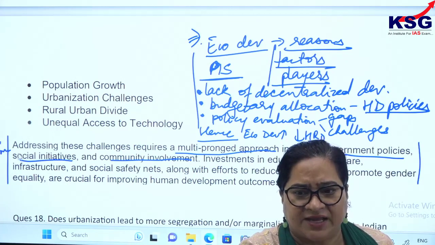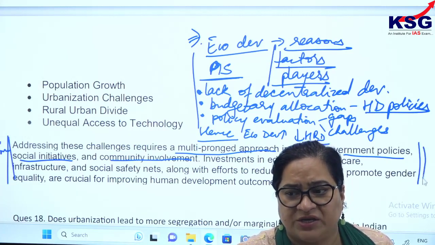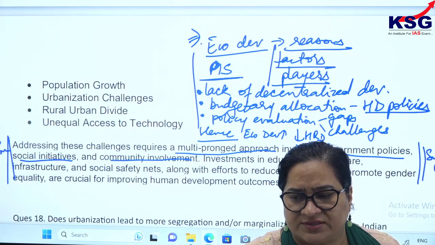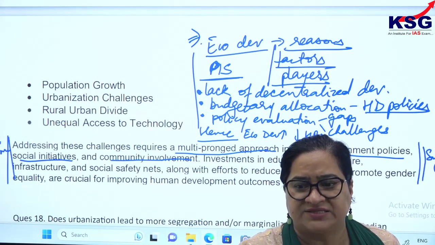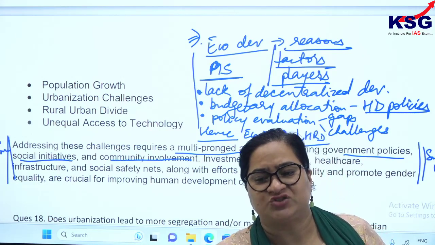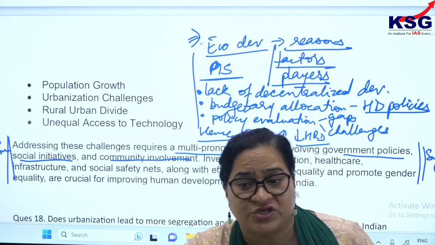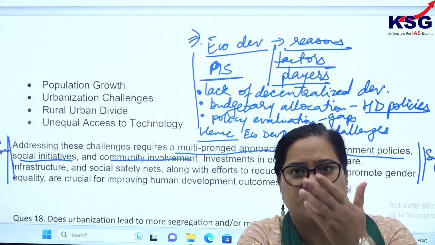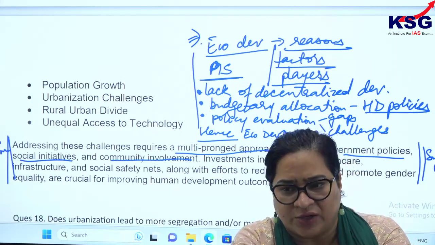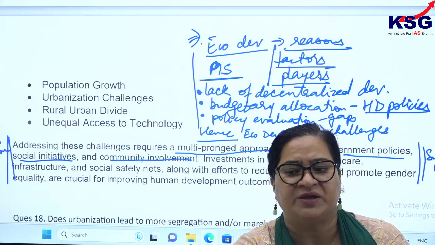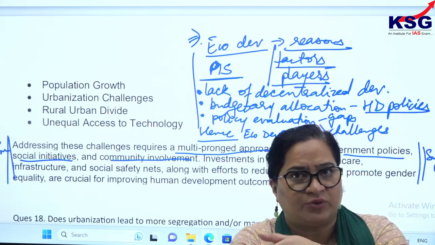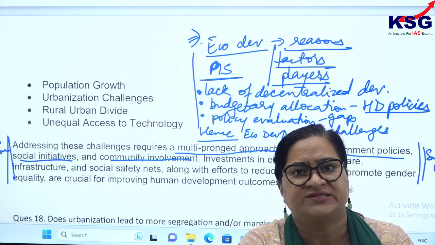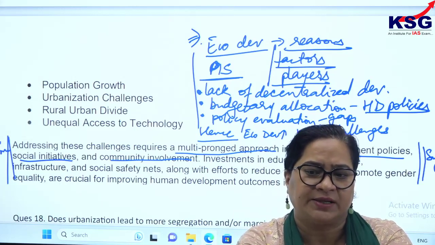And after that, in the conclusion, give the possibility of what needs to be done. In the conclusion, provide suggestions. That's how you are able to complete this given answer. So address these challenges. Addressing these challenges requires a multi-pronged approach involving government policies, social initiatives, budgetary allocation, community involvement. Budgetary allocation is investment: investment in education, healthcare, infrastructure, social safety nets. So all of it you can incorporate.